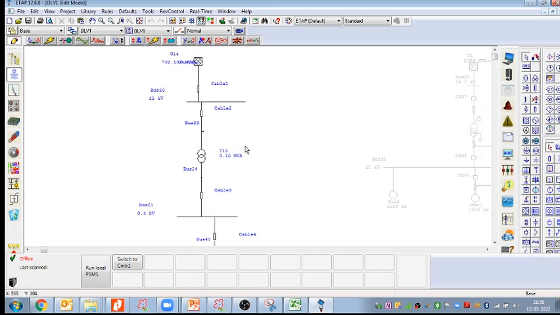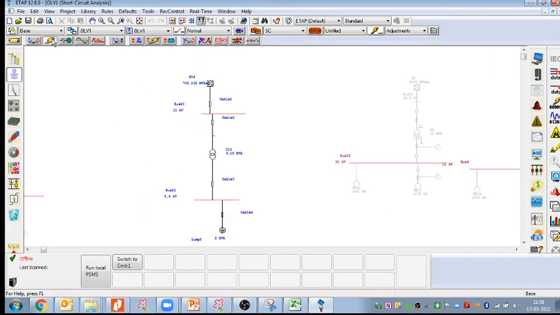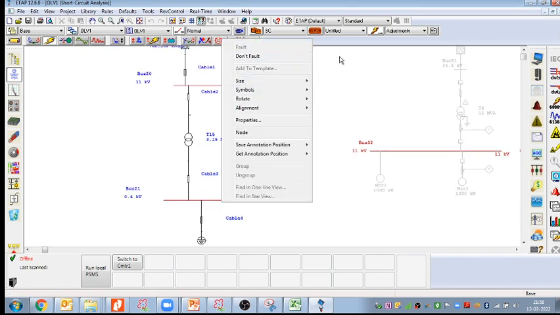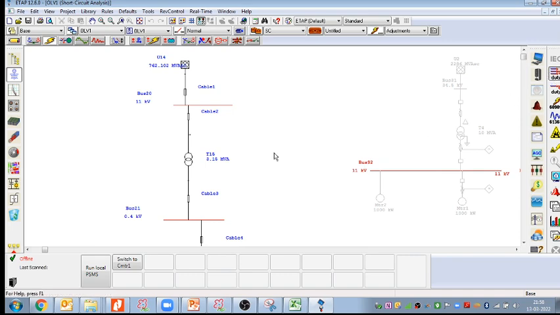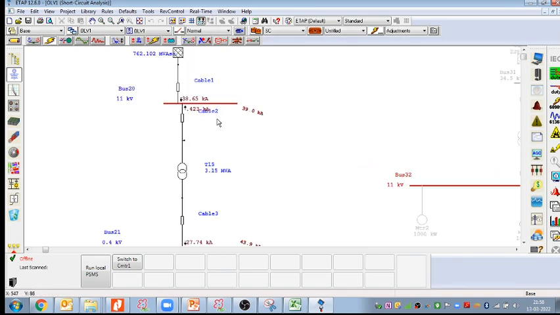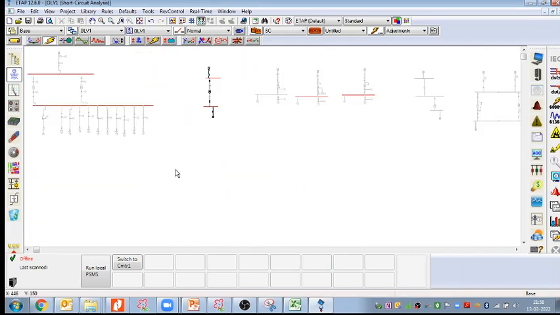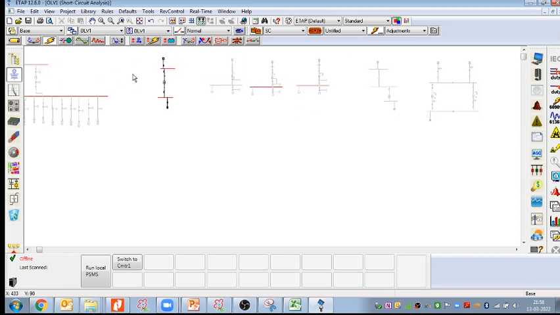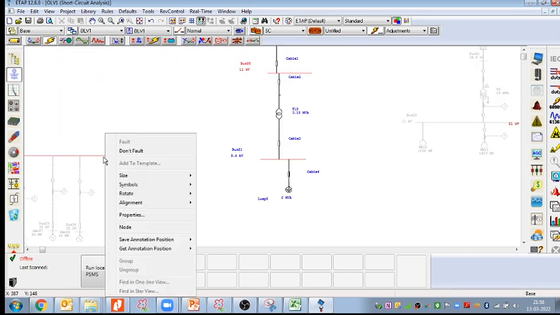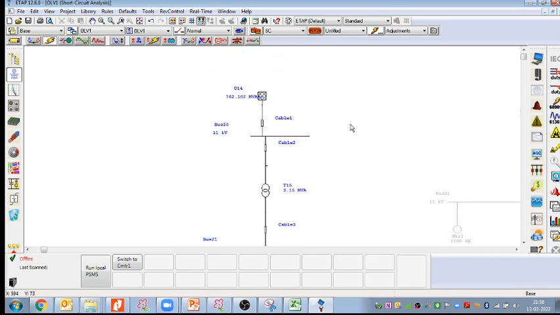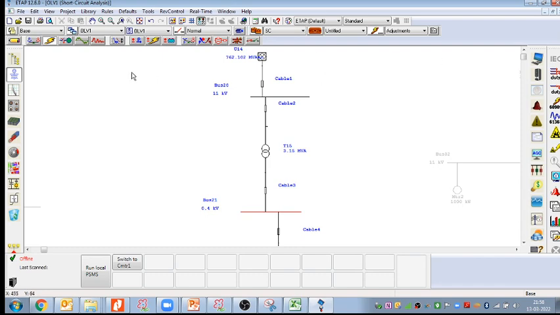Is it possible to do some simulations? I don't know. Can I do here? Yeah, that bus is also horizontal fault. There are a lot of cases. Here, don't fault. Means can we do? Yeah.